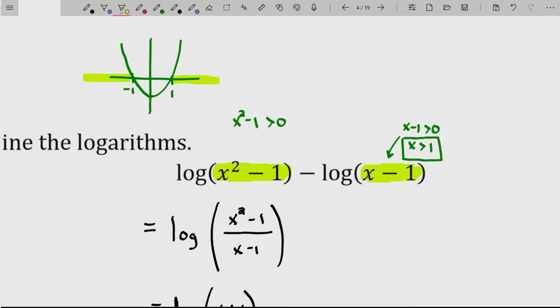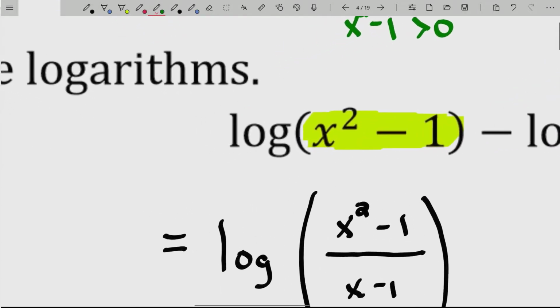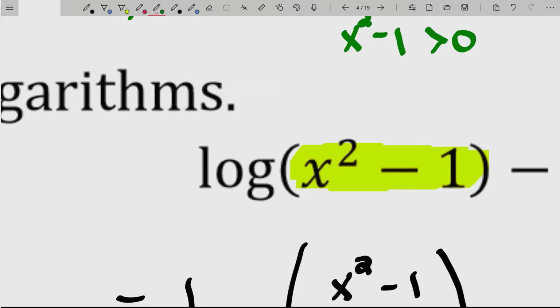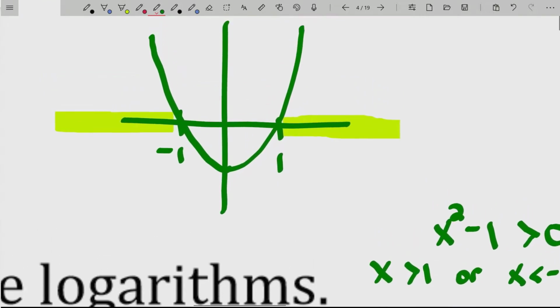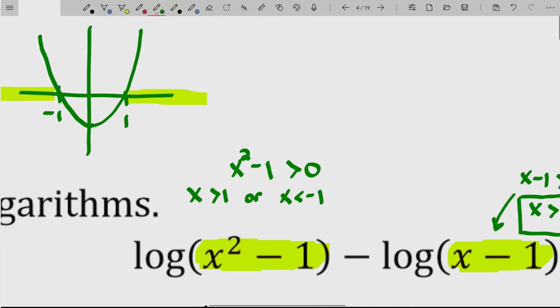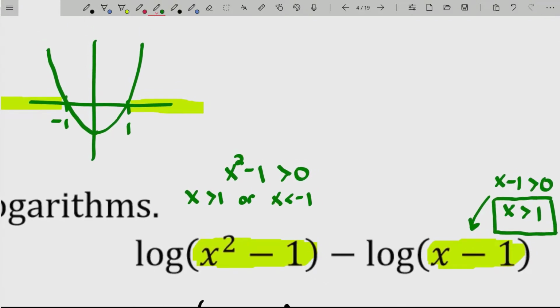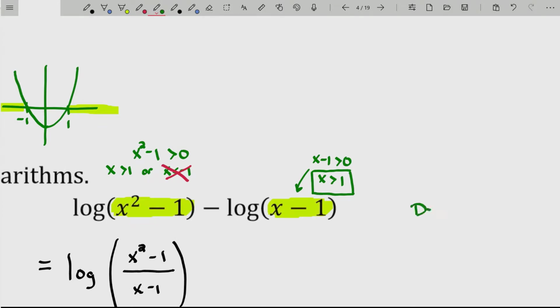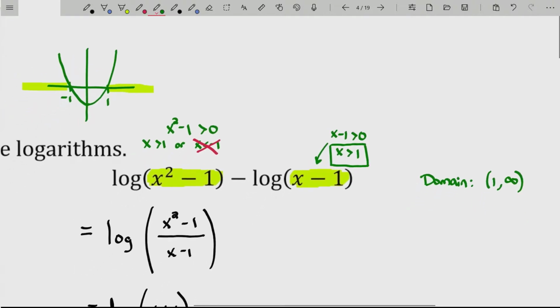So if I only started with this, I'm actually covering the screen with my hand, which was very stupid. But if I only started with this logarithm right here, and I said, okay, well, what are the restrictions on x? You would say x has to be greater than 1, or x could be less than negative 1. Because again, of that highlighted region, that's where our parabola, x squared minus 1, is above the x-axis or greater than 0. However, then I zoom out and I see, oh, wait, there's another restriction. x can only be greater than 1. So I will go ahead and throw this out, and I see that my final domain of this initial problem is that all x values must be greater than 1. So the domain is 1 to infinity, not including 1.